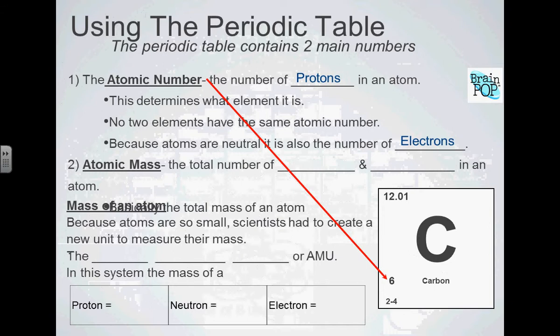The other important number that we're going to use often is the atomic mass number. The atomic mass on your periodic table is up near the top. It's a decimal generally, 12.01 here for carbon. And the atomic mass basically is telling you how heavy an atom of that element is. It's total mass. And so for carbon, it's 12.01.